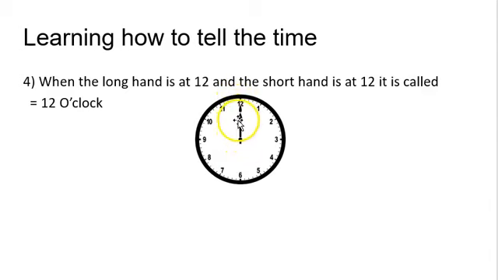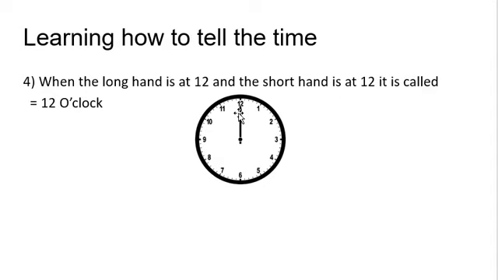Remember, the short hand tells us about the hour, right? And the hour here is 12. And the long hand also tells us about the minute, right? And when the long hand is at 12, it is called o'clock. We remember saying that, right? So when the two hands are pointing towards 12, it is called 12 o'clock. The hour is 12. Okay, do we understand? We got that right? Correct. Good. Now we're going to move over to another example.